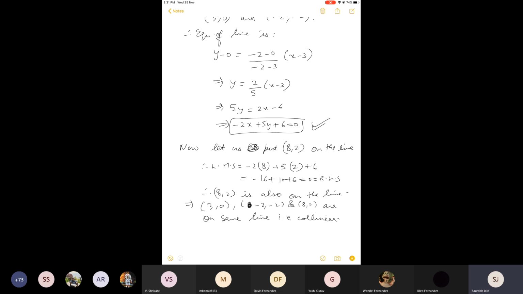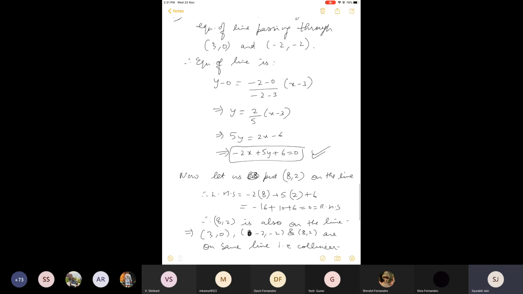This is the way to solve this question, because they put a constraint here in the question. You cannot prove that the 3 points are collinear by any of the methods. You have to prove that these 3 points are collinear using the concept of equation of line. So first you are supposed to write the equation of line and then show that the third point also lies on that line. Hence all the 3 points lie on the same line and hence they are collinear. This is the method.